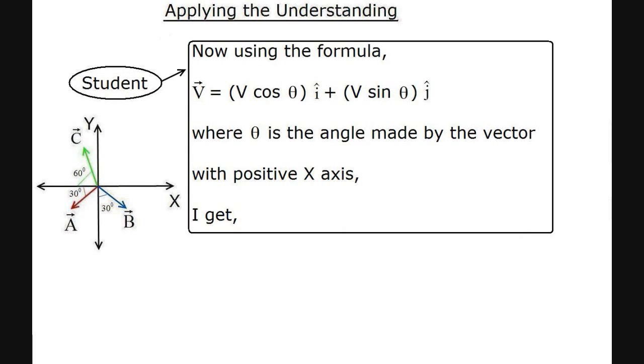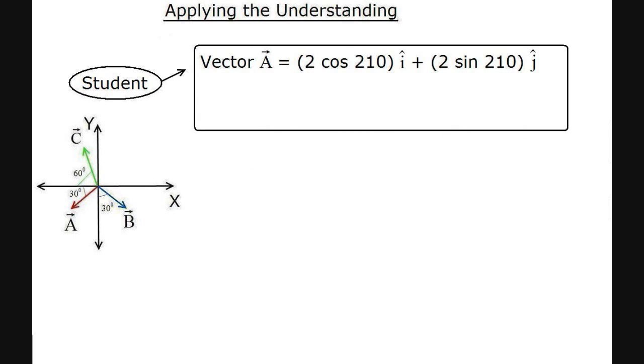Now using the formula, V bar is equal to V cos theta times I hat plus V sin theta times J hat, where theta is the angle made by the vector with the positive x-axis, I get vector A bar is equal to 2 cos 210 degrees times I hat plus 2 sin 210 degrees times J hat, which equals minus 2 cos 30 times I hat minus 2 sin 30 times J hat.